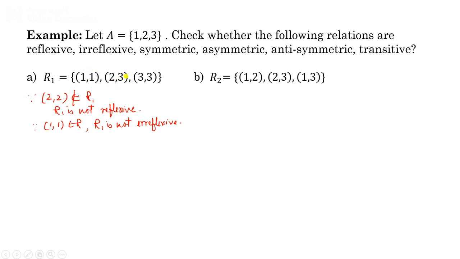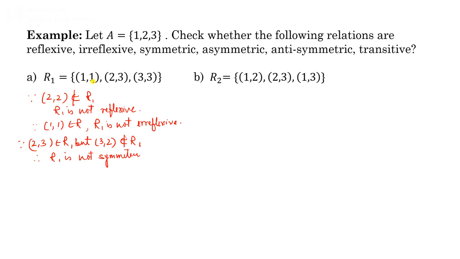Now symmetric, look at this. (2,3) is there, but (3,2) is not there. So one example is sufficient to show that it is not symmetric. So you can write, since (2,3) belongs to R1, but (3,2) does not belong to R1, therefore R1 is not symmetric.